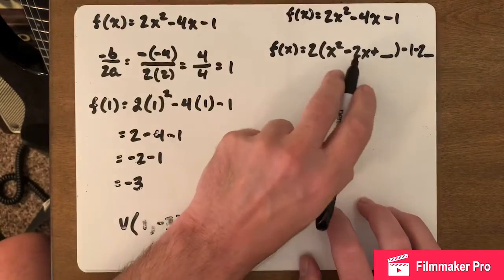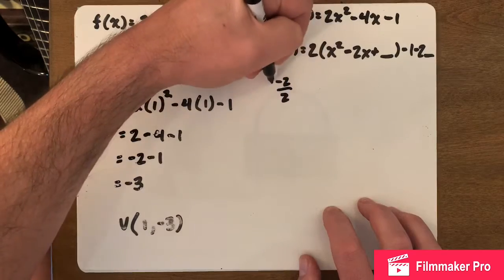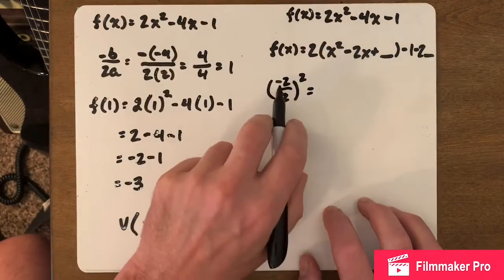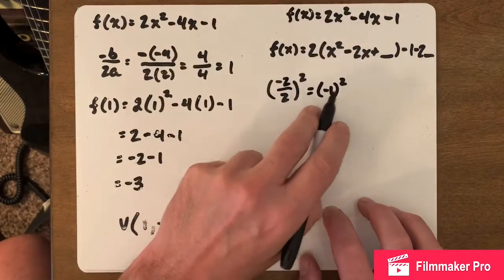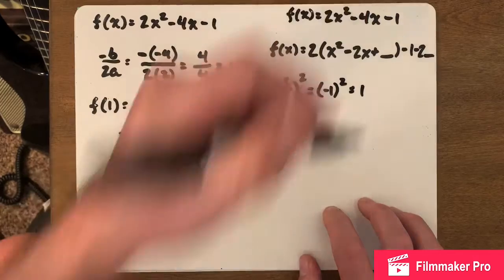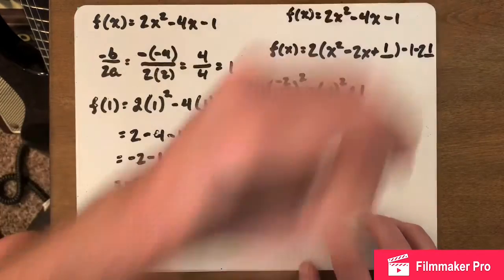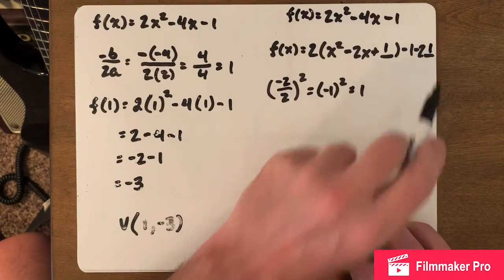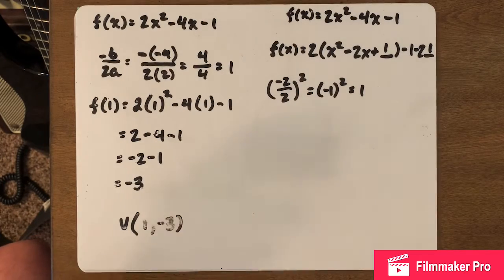So I need to take half of this and square it. Negative 2 over 2 is negative 1. Negative 1 squared is 1. And that's what goes in the blanks. All right. So if I had more room, I would have put parentheses around that right there because that's really close to the edge. I usually don't like doing that, but I ran out of room.